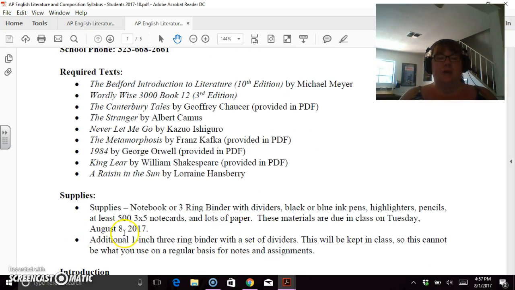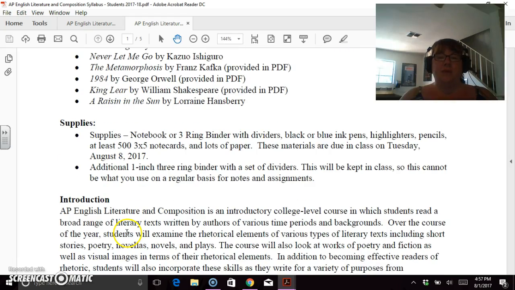Supplies do say that they are due on August 8th. Now, I know that lockers aren't going to be available till the 21st. So keeping that in mind, just be prepared on August 8th to start taking notes, to highlight things, to write things down, to be prepared in that aspect.